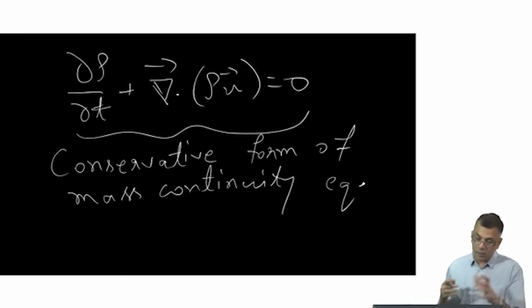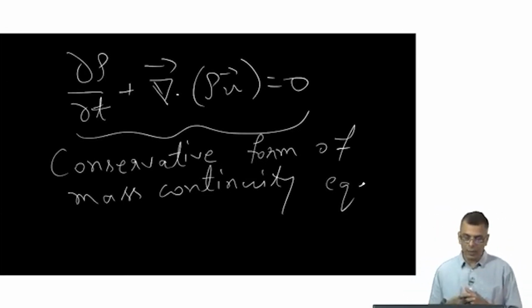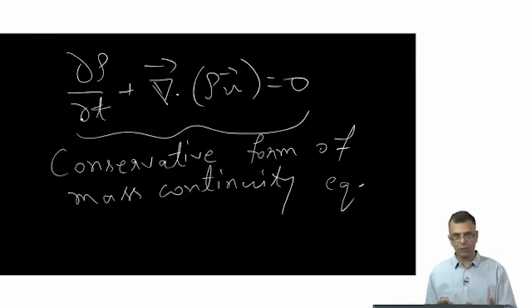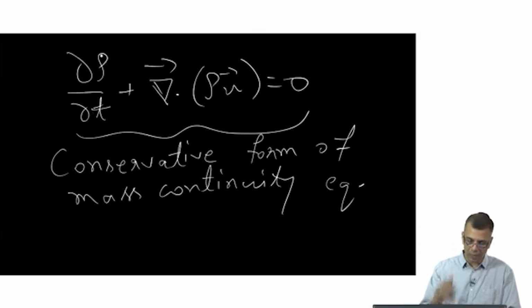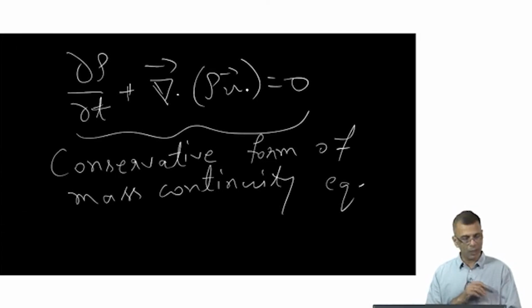Okay, the conservative form of any quantity is written as the partial derivative, in other words, the derivative as seen by the lab observer, of that quantity. In this case, the partial derivative of the mass density plus the divergence of the flux of that quantity, and the mass flux is given by rho u. So this is what's called the conservative form of the mass continuity equation.